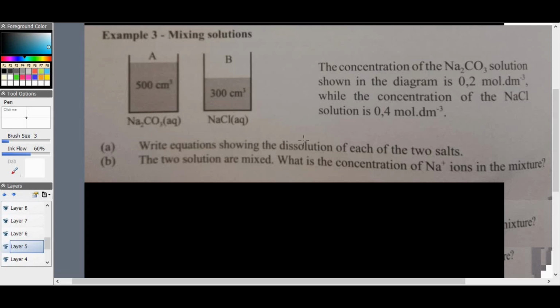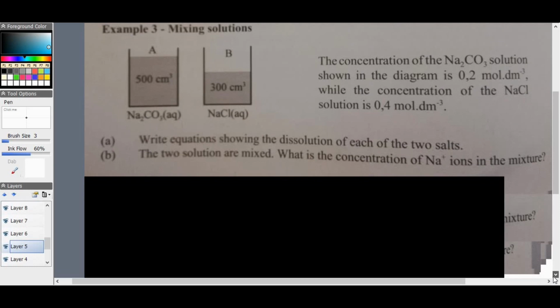All right. Now they ask: write equations showing the dissolution of each of the salts. The dissolution obviously shows the solutions ionizing. But question B is the most important one, as they say the two solutions are now mixed. What is the concentration of the sodium ions in the mixture? Now how do we approach this? This is very complex. This is not easy. So if we can all just pay attention, it'd be lovely.